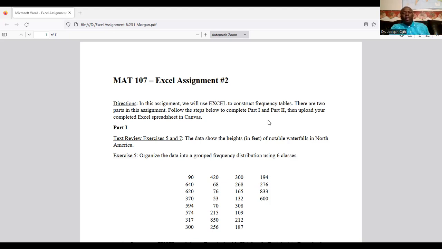Yeah, the Excel assignment is not really that hard, Miss Nadira. I mean, if I show you one, you can see that it's not really, because Excel does most of the work. Right? All you gotta do is type in the numbers, right? You see what I mean?